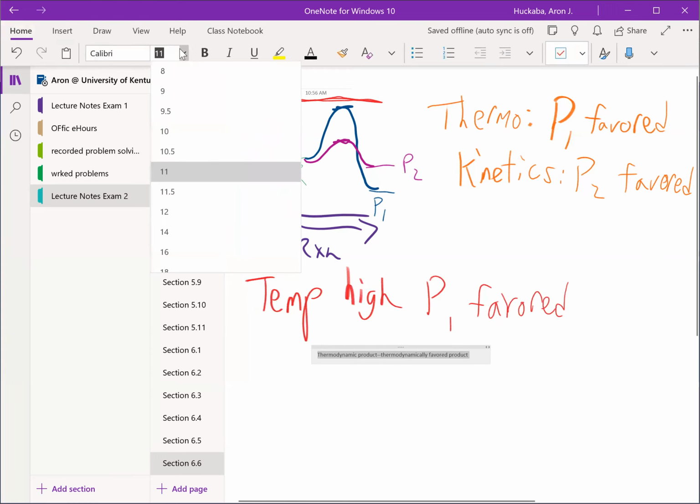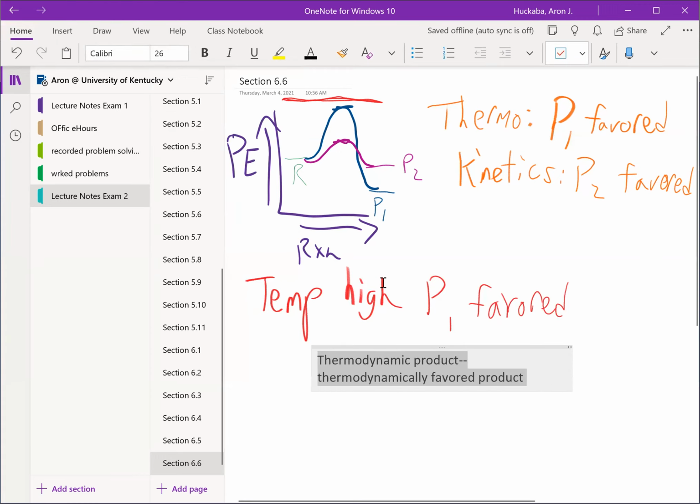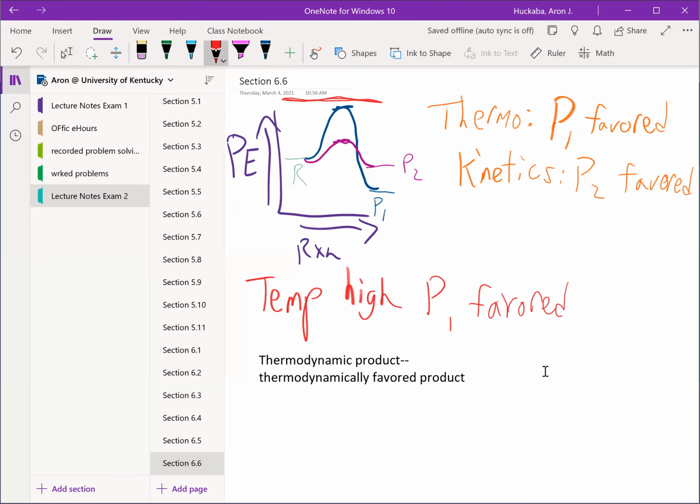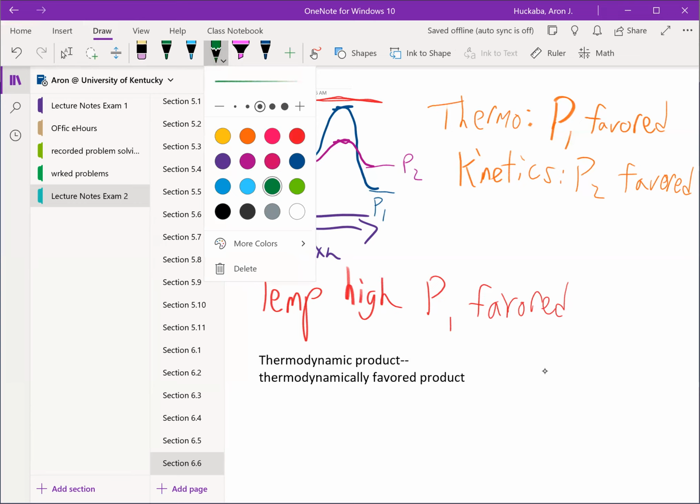Let's make this font bigger here. There we are. Okay, so that's one scenario. But let's change the color on our temperature here. Let's say it's in green now.